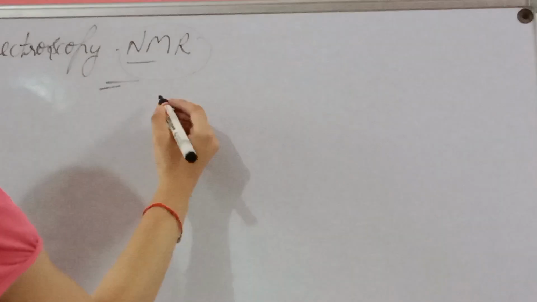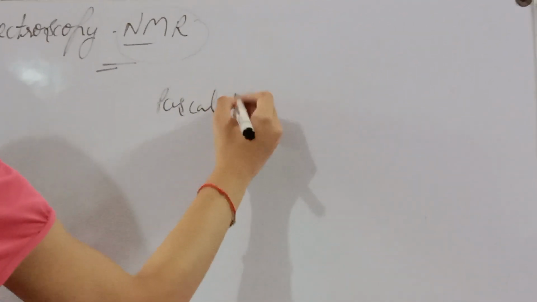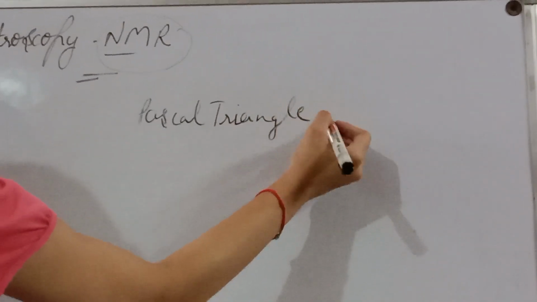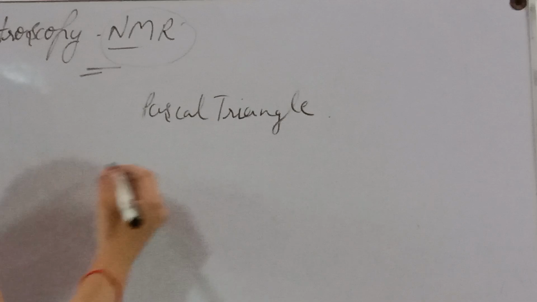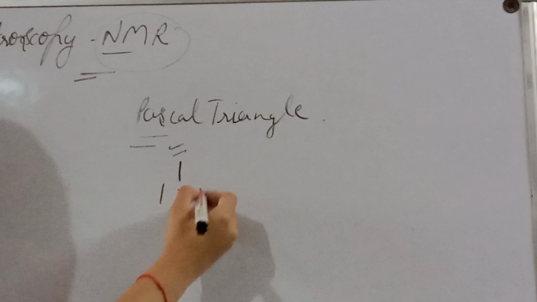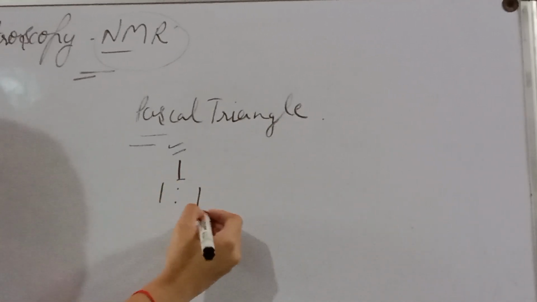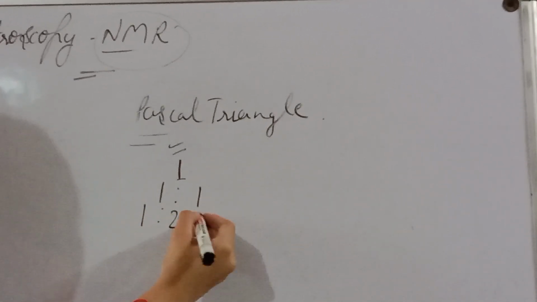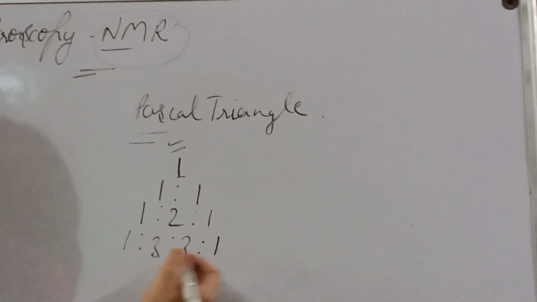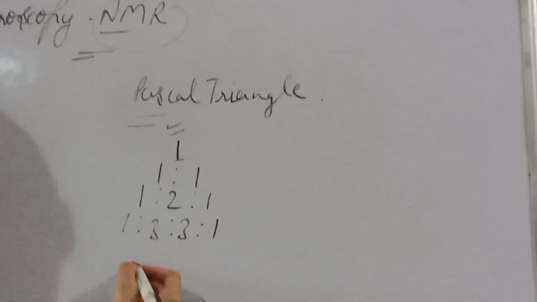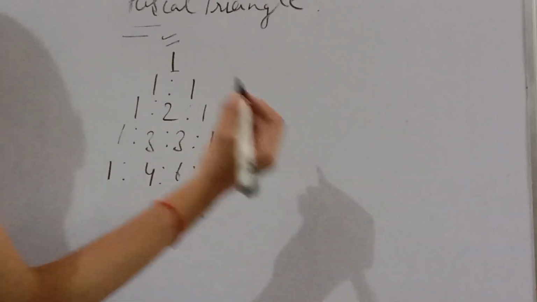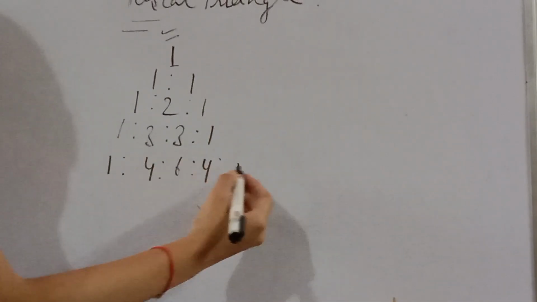Here comes the concept of Pascal's triangle, which is used for predicting the relative intensities of the peaks in a multiplet. We write Pascal's triangle in the following way: 1 is a singlet, 1:1 is a doublet, 1:2:1 is a triplet, 1:3:3:1 is a quartet, 1:4:6:4:1 is a quintet, and so on.